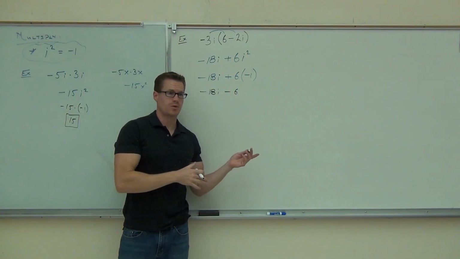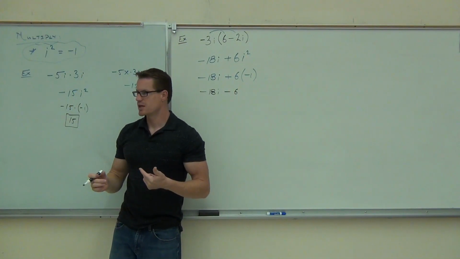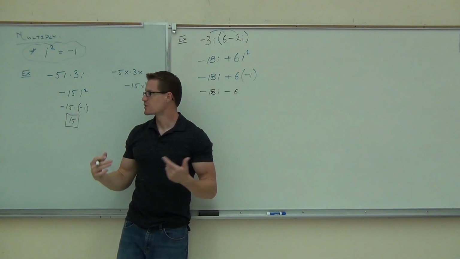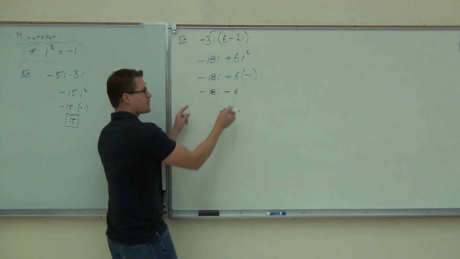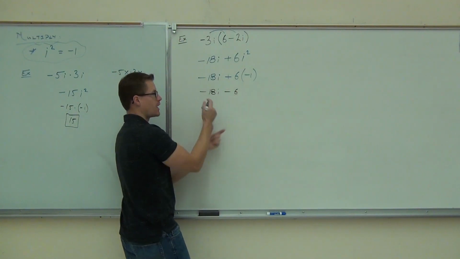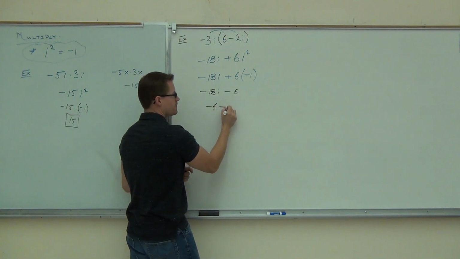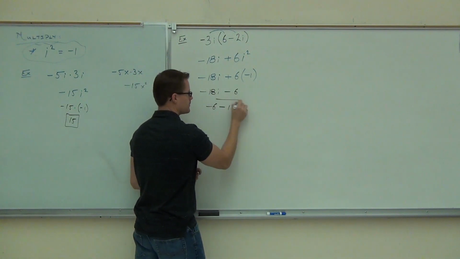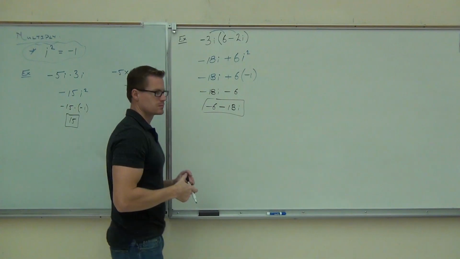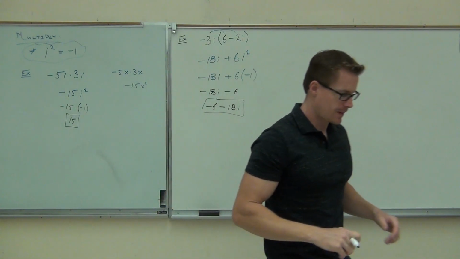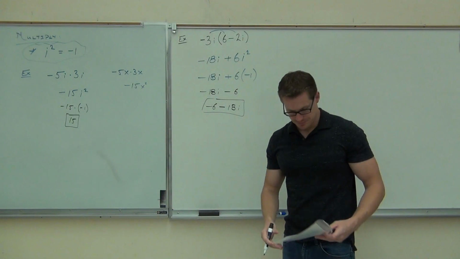Now, there's one problem with this. This is a complex number. However, it's written a little bit backwards. You guys see what I'm talking about? Yeah. We typically like to write the real part first. So if we do that, we're just going to move these pieces around with their signs. We'll have negative 6 minus 18i. That's the appropriate way to write a complex number.